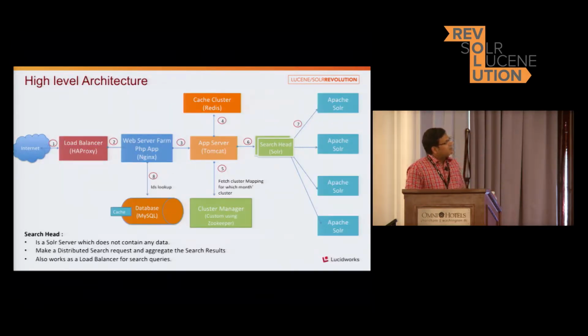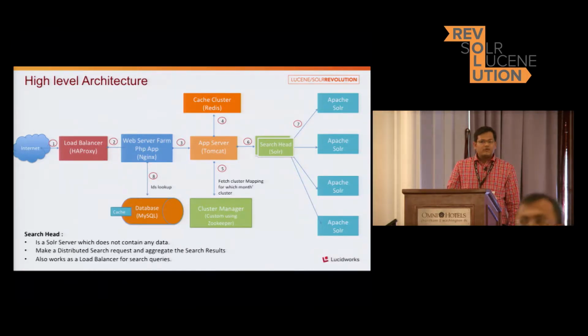So our high-level architecture looks like this. We get a web request, which hits the load balancer, HAProxy, and the load balancer forwards these requests to the web server farm. Multiple servers are there, running a PHP app. After that, they forward the request to the app server running on Tomcat. Now, if the request was already served previously, it goes to the cache cluster to check whether a result for that particular query already exists. If it is there, the response is returned from that. If it is not there, then it goes to the search head.